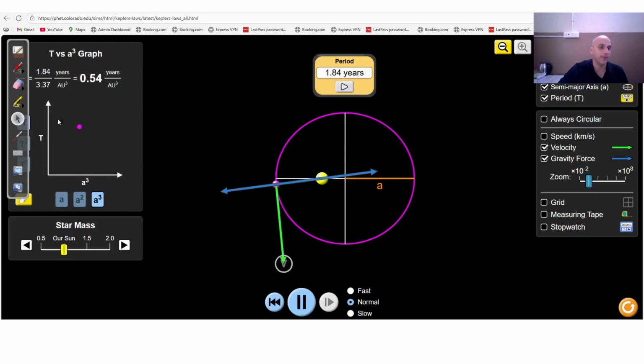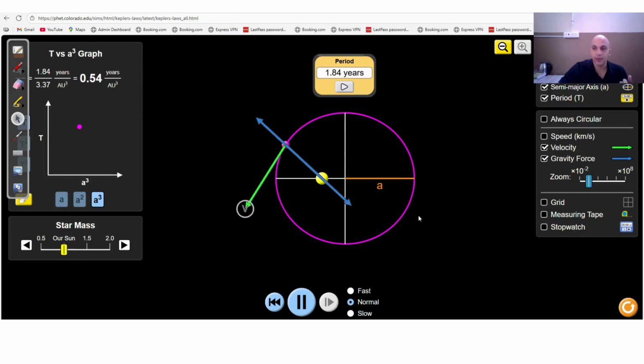You can see here, this is the graph, T versus A cube. So this is the third law that I told you, that the square of the time period is always proportional to the cube of the semi-major axis. This graph is basically T versus A cube, but we know that according to the third law, T square is directly proportional to A cube. So this is about the animation that clearly explains these 3 Kepler's laws.